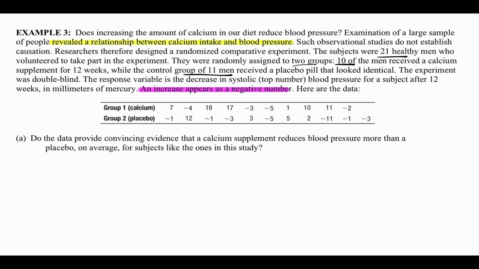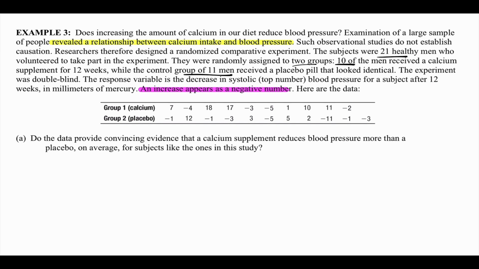So any increase appears as a negative number. So when there's a negative number, that means there was an increase in blood pressure after 12 weeks. Blood pressure went up. If blood pressure goes up, that's bad for the heart, right? The higher the blood pressure, the more work your heart's having to do, which is not good in the long run. Okay?